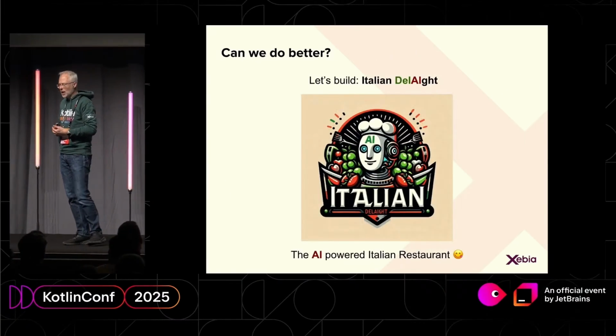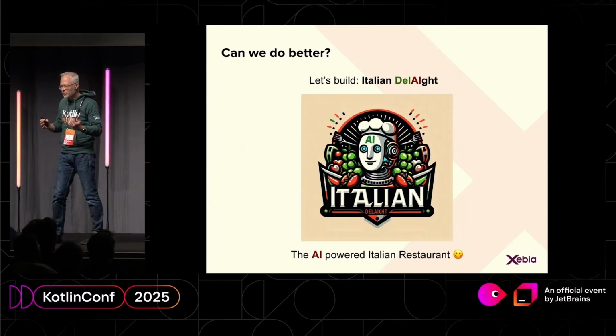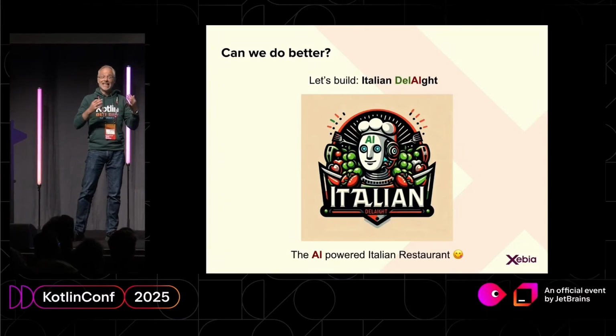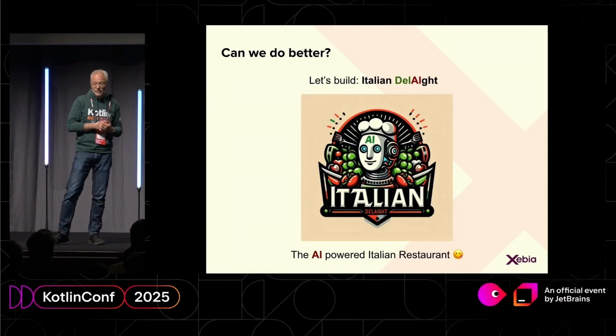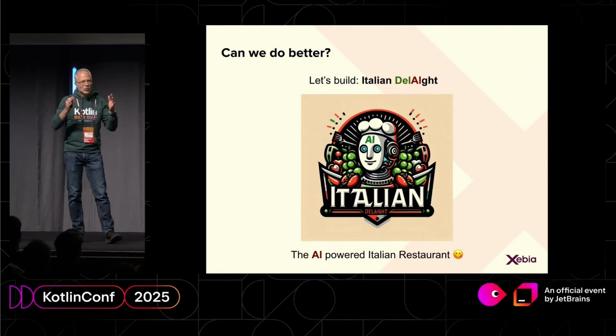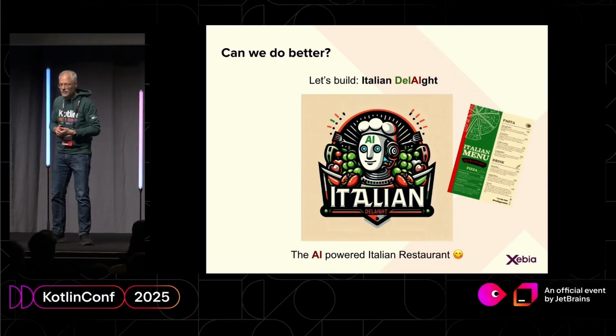Let's figure that out. But of course, you're not going to do something for fast food, right? We're going to create something delicious, the AI-powered Italian restaurant, Italian Delayed. So this is going to be your secondi after the lunch.